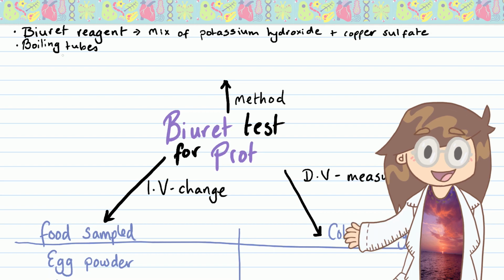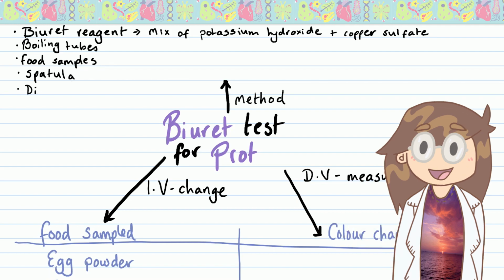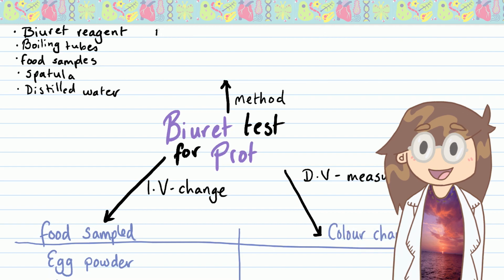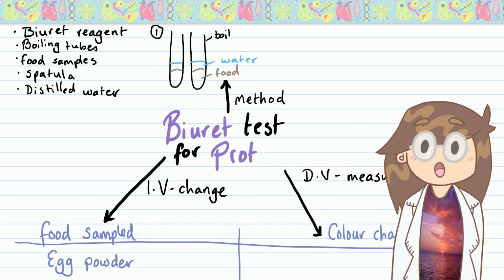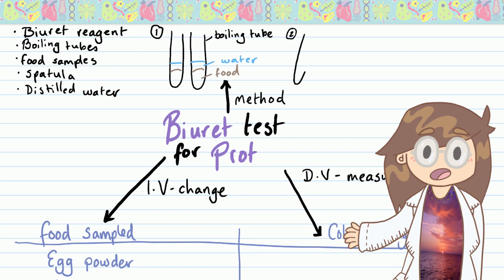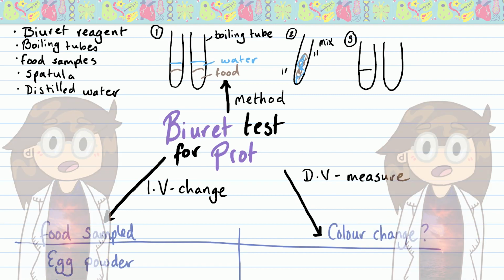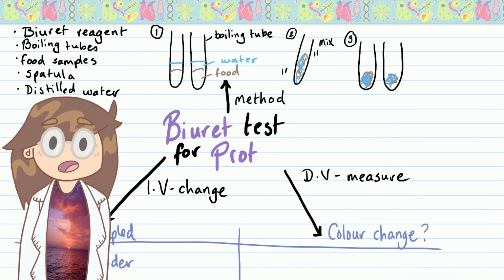What you're going to do first is put your food sample and your water into your boiling tube, same as we did with the Benedict's. Give that a good mix. Now, when you do the Biuret test at school, you might be given your Biuret reagent in 2 pots or 1 pot, because Biuret is just a mixture of various chemicals to make it turn purple in the presence of protein. So whatever you're given, you need drops from 1 pot or a couple of drops from each pot into your boiling tube with your food.